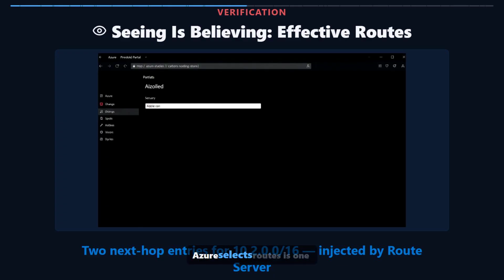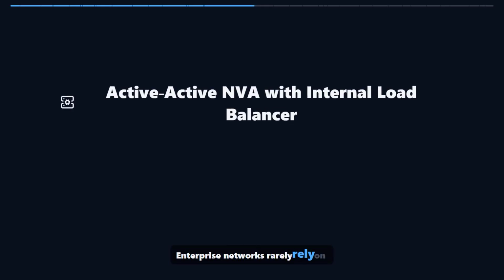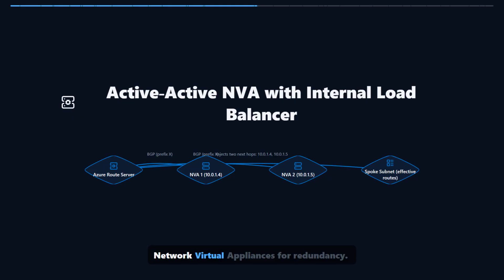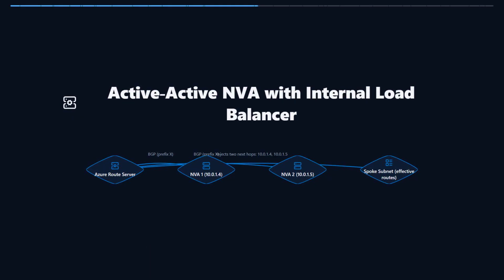Understanding how Azure selects routes is one of the most important skills for designing and troubleshooting enterprise networks. Once you understand route selection, user-defined routes, Azure Route Server, ExpressRoute, VPN Gateway, and Azure Firewall all become much easier to understand. Enterprise networks rarely rely on a single firewall or routing appliance. Instead, they deploy multiple network virtual appliances for redundancy.